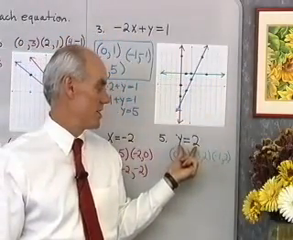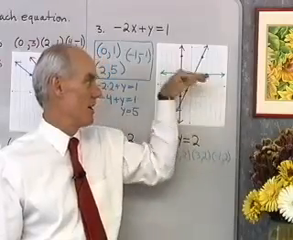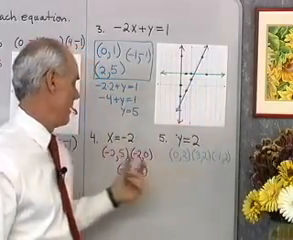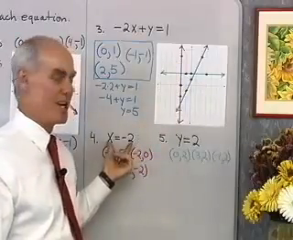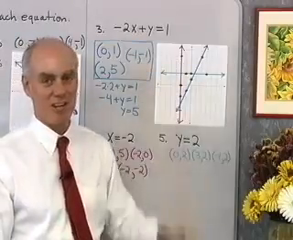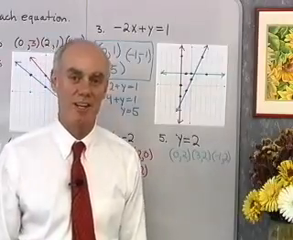So every equation that has this form, y equals some number, is going to have a graph that's a horizontal line. Every equation that has this form, x equal a number, is going to have a graph that is a vertical line like that. Quick look at graphing straight lines.